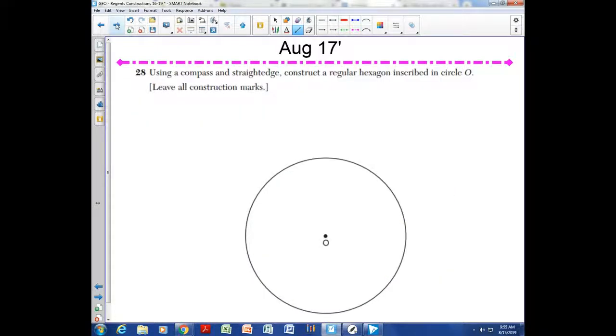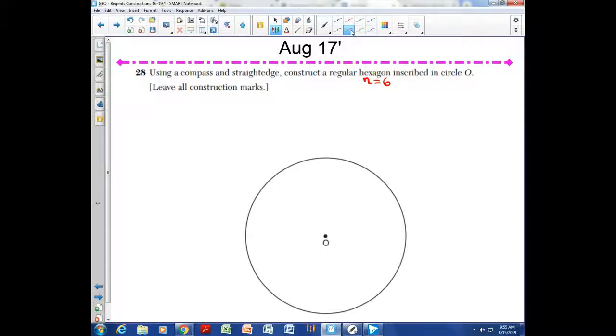Use a compass and straight edge. August 17, number 28. Using a compass and straight edge, construct a regular hexagon inscribed in circle O. Leave all construction marks. Well, of course, you need to know that a hexagon has an n of 6. So it's a 6-sided figure.